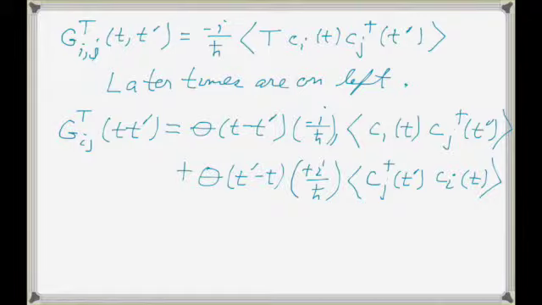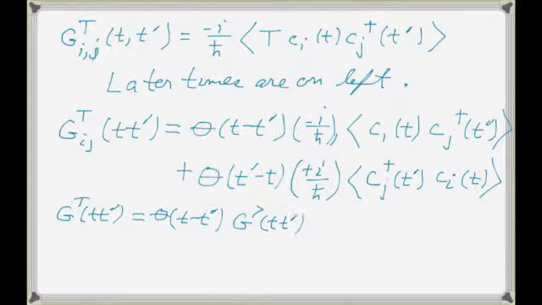So if t is greater than t prime, I just have C_i, C_j dagger. And if t is less than t prime, then I flip the operators. And whenever I flip them, I have to introduce a negative sign. In general, when we flip the ordering, we introduce a negative sign. And this is related to all the other operators. So for example, G^T(t,t prime) is equal to theta(t minus t prime) G greater than (t,t prime) plus theta(t prime minus t) G less than (t,t prime).